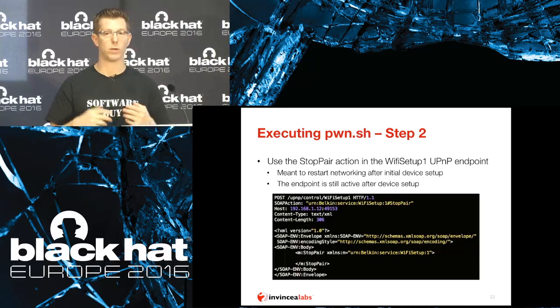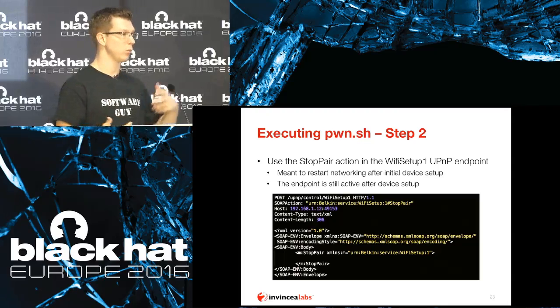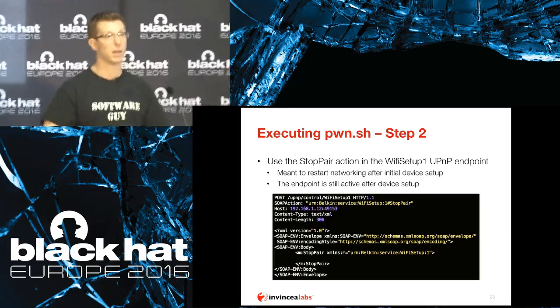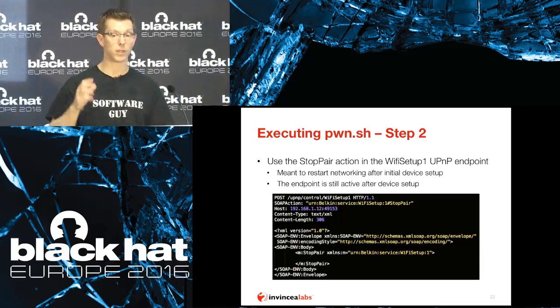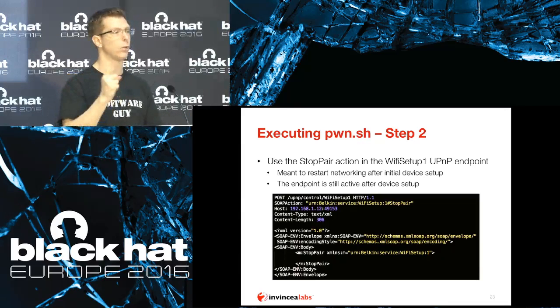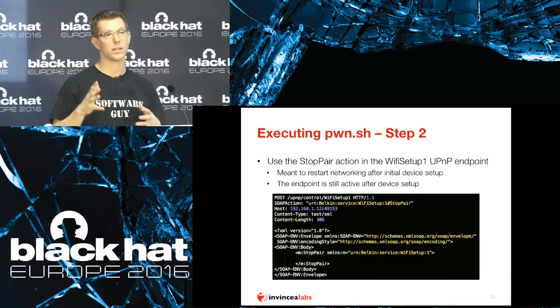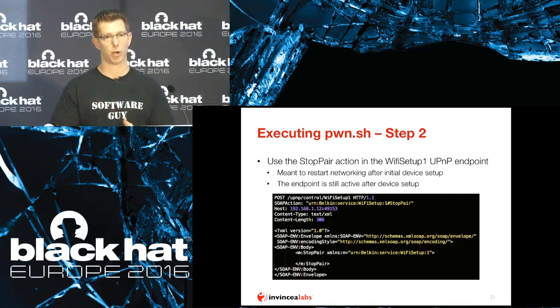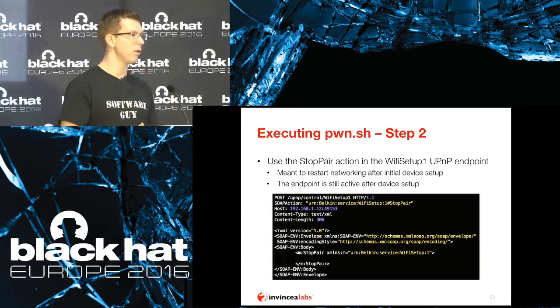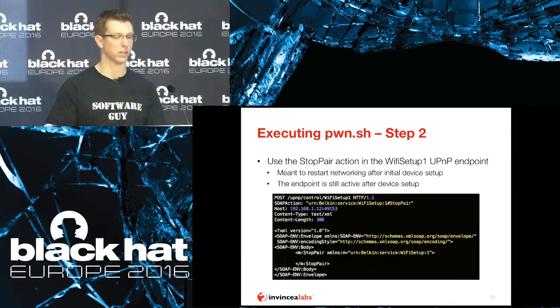It's meant for when you initially pair the device with a Wi-Fi network. So when these devices come up, they create their own access point. You connect to that access point and then tell it what network to be on. The Wi-Fi setup endpoint is used for that purpose. When you are already paired, though, that endpoint is still active. We can still tell it to do things.